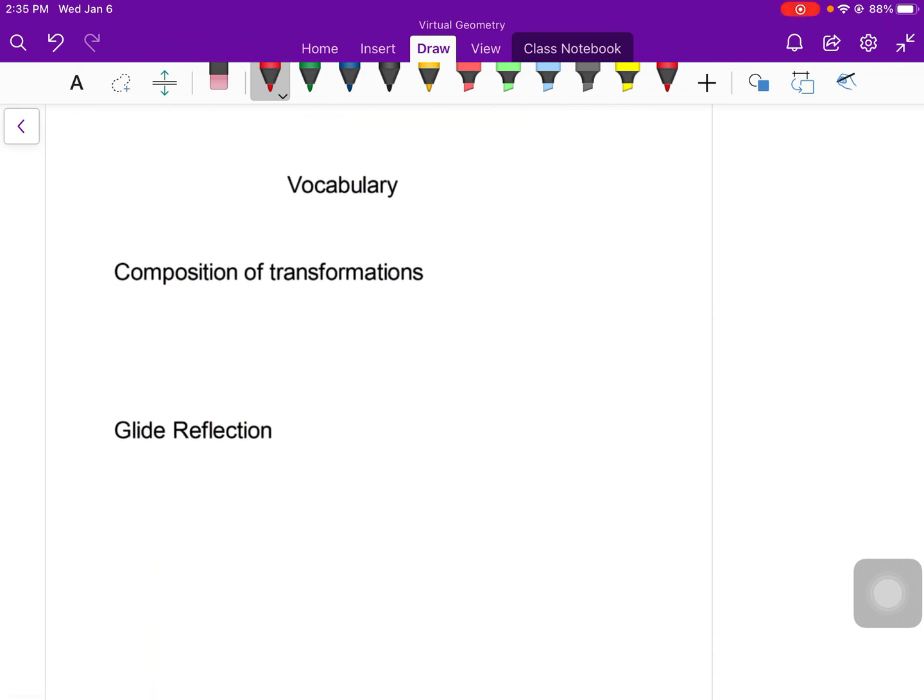All right, we've got a couple of vocab terms to add in real quick. A composition of transformations just means that we have multiple transformations happening in a row. We've technically already done a few compositions of transformations when we did a translation and then we did another translation. That was a composition of transformations.